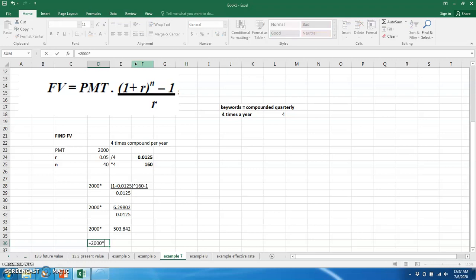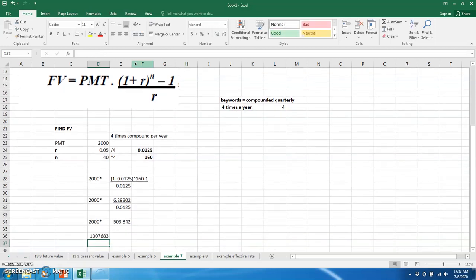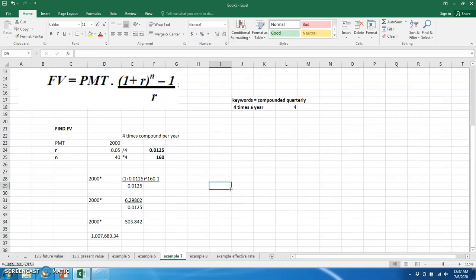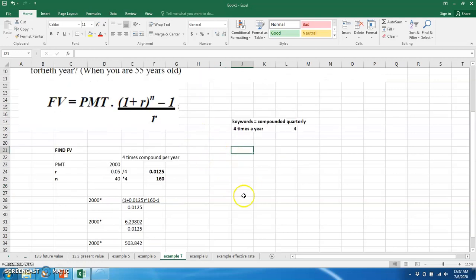2000 times... Is it correct? Yes. So now let's make it making sense. You are paying 2000 ringgit for 40 years. So meaning that 2000 ringgit you times 40 years, you had made the payment of 80,000 ringgit.